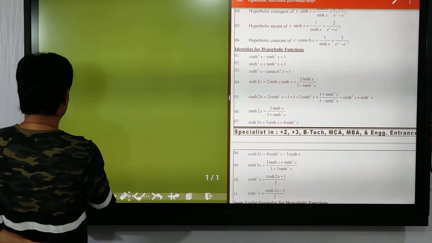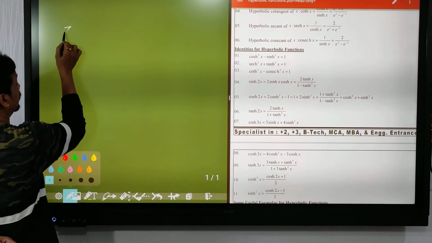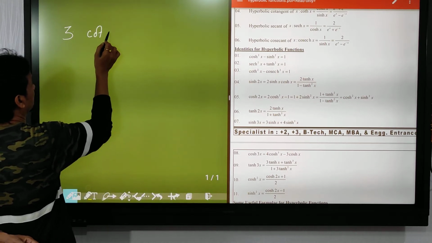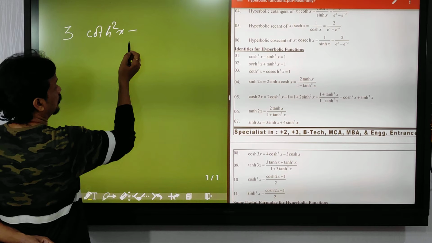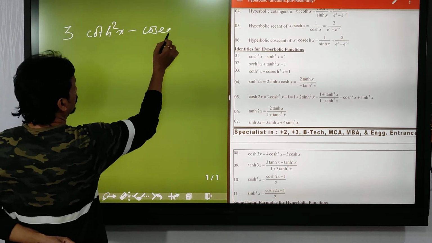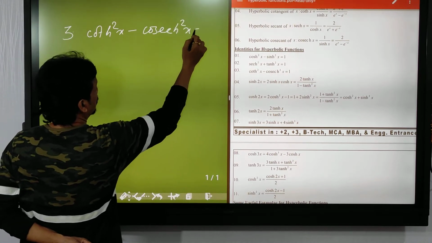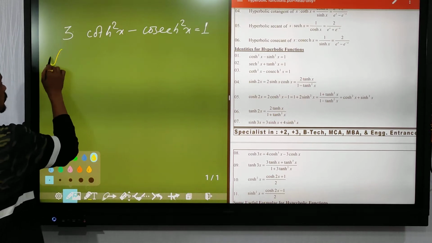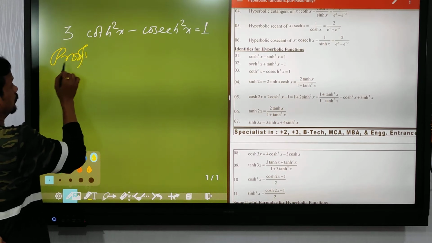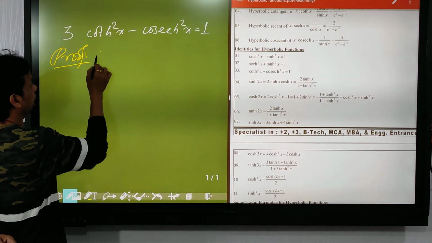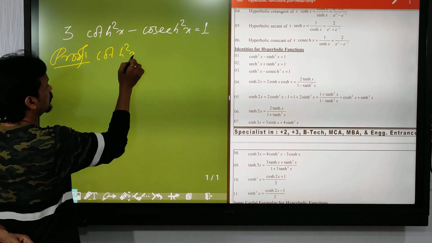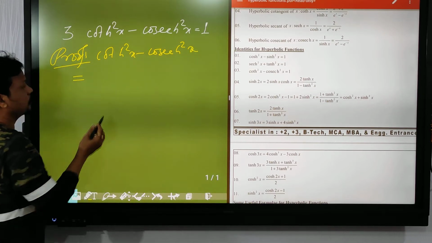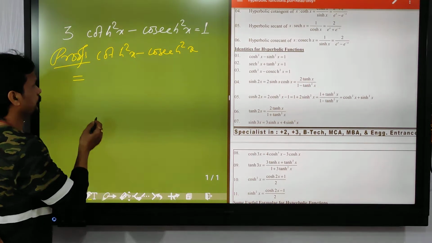Now the third formula, third identity, it is coth square x minus cosech square x is equal to 1. So see here, the proof. Coth square x minus cosech square x, and what is the formula for coth x?